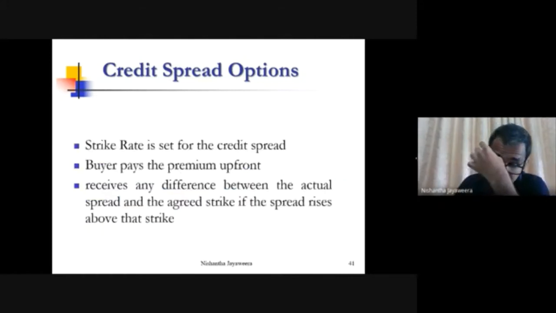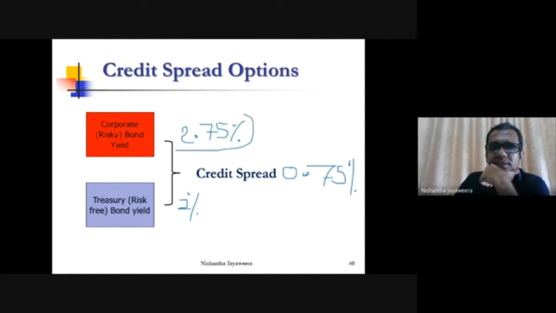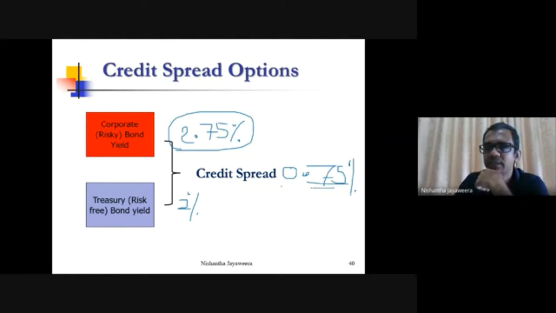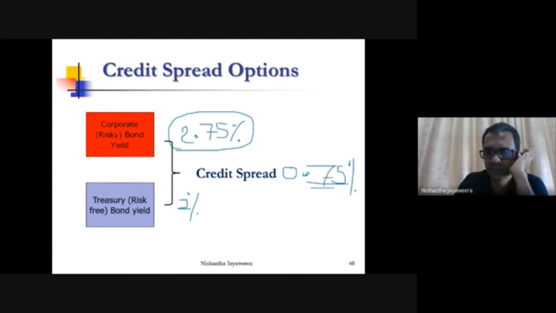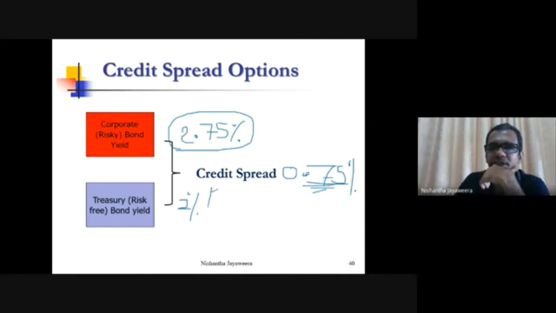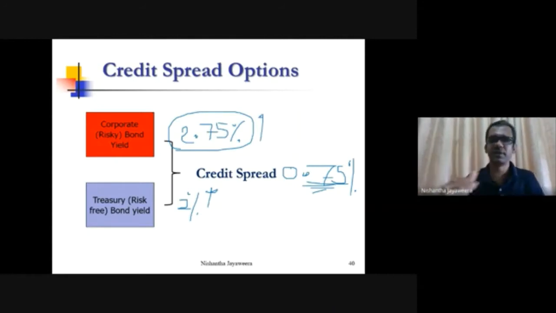So in the option, the strike is based on the credit spread, not on the yield. The strike is not based on the yield, but the spread. The reason is, with time, the yield of the corporate bond may change, and the yield of the treasury bond will also change. But we don't know what would happen to the spread. Both increase while the spread decreases. Both increase while the spread increases. Both increase while the spread remains the same. That can happen.